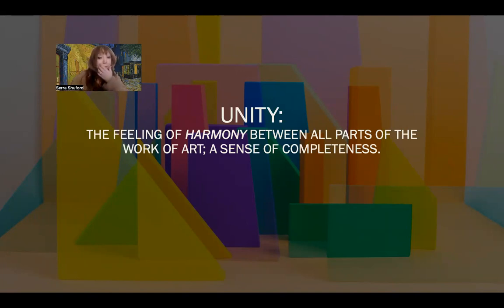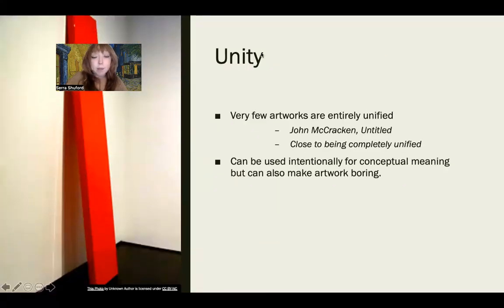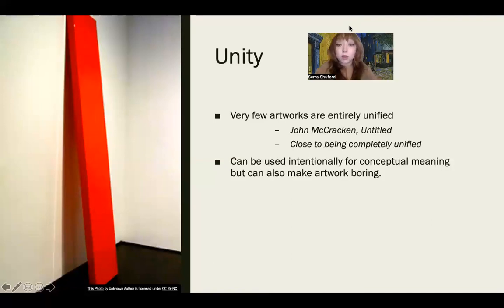Our first principle here is unity, or the feeling of harmony between all parts of the work, a sense of completeness or cohesiveness. Unity by itself, very few artworks are entirely unified. We have artists like minimalist artist John McCracken, who is about as close to being a unified artist as we can see. Using unity in an artwork can be used intentionally for conceptual meaning, but it can also make an artwork boring.